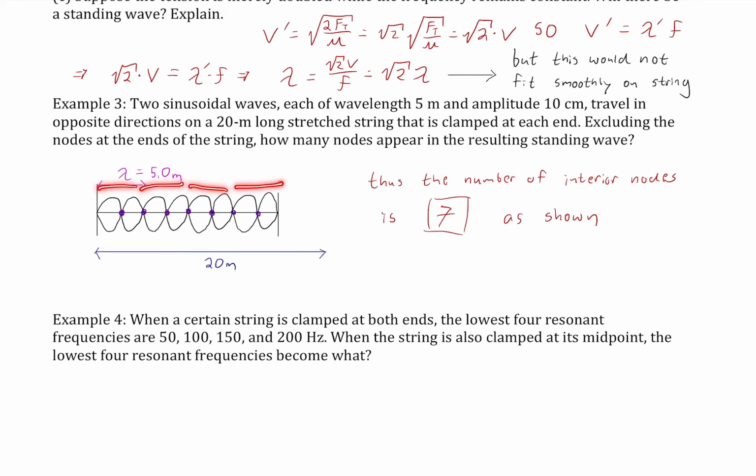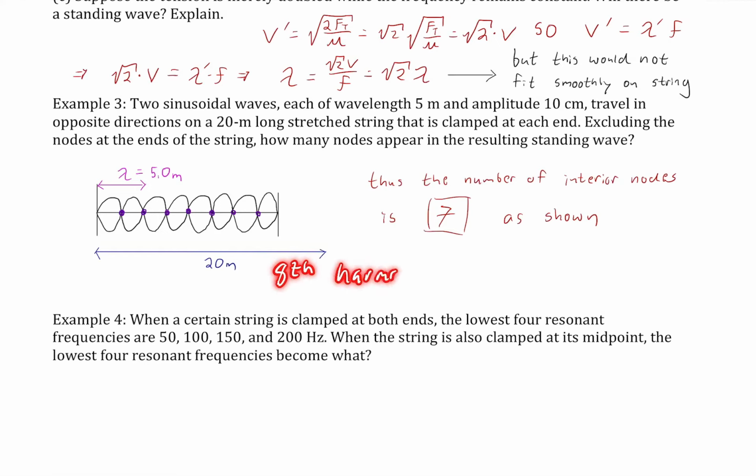So then 4 full wavelengths would exist. If I have 4 full wavelengths, well, that means that I have 1, 2, 3, 4, 5, 6, 7, 8 antinodes, okay? And so then the number of interior nodes is 7, because we weren't asked for the order. If this is the 8th harmonic, okay?